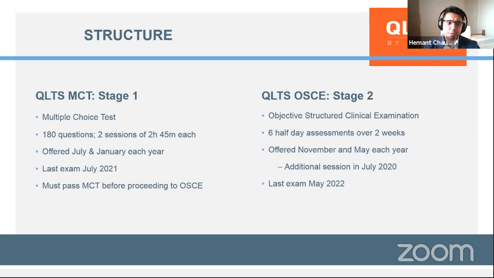Now, it would obviously be, if you're an international lawyer or an Indian qualified lawyer for that matter, you would want to do the QLTS Stage 1 in either January or July 2021 before it's simply too late. After that, it will be too late to do the QLTS. Once you've passed the MCT stage of the QLTS, you have up until May 2022 to do the OSCE. Now that is offered usually November and May each year.